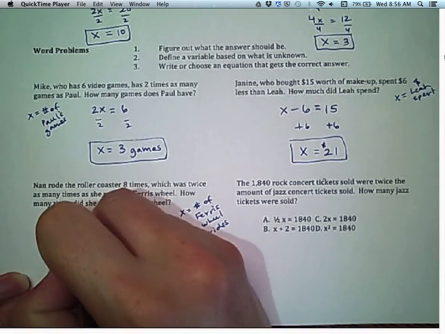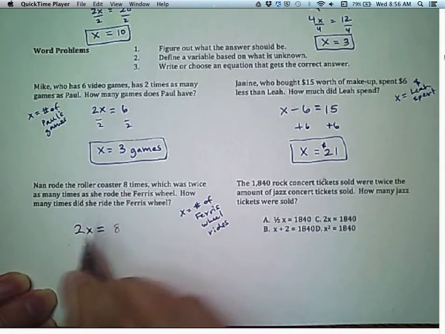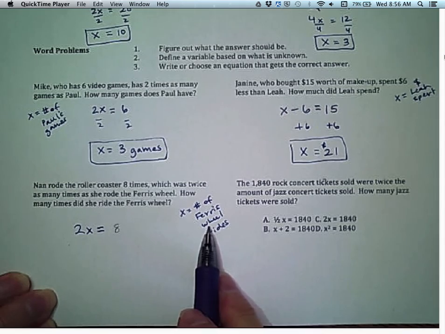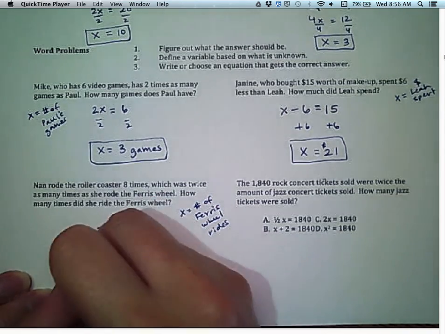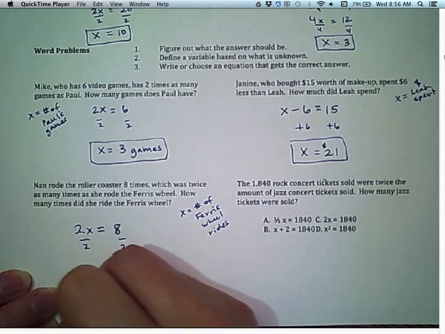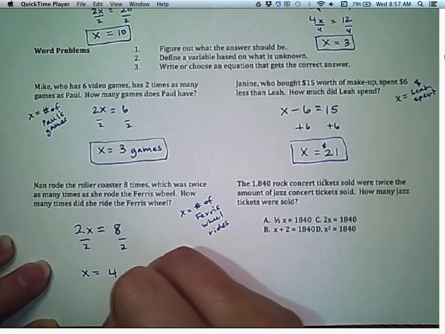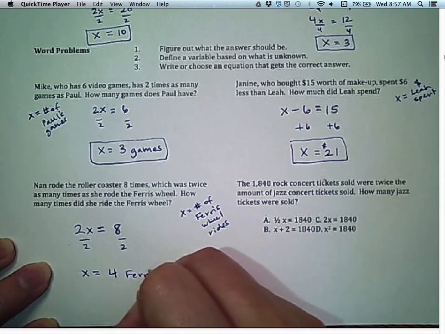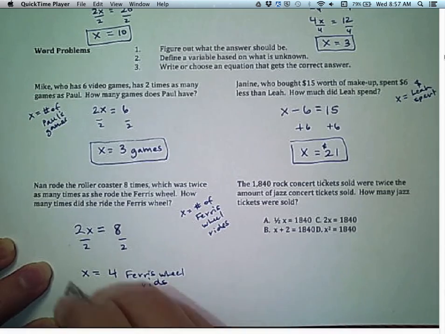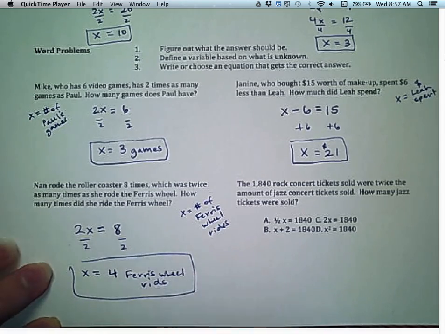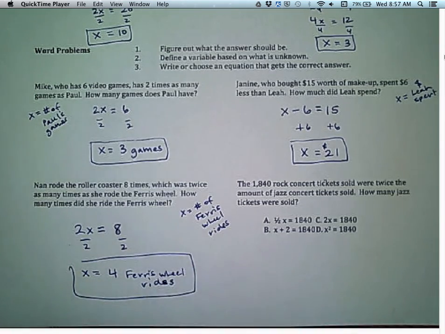If I do 2 times x, 2 times the number of Ferris wheel rides is the number of roller coaster rides, which was 8. Then here I divide both sides by 2. So x equals 4 Ferris wheel rides. So we've just got to continue to make sure our answers make sense.